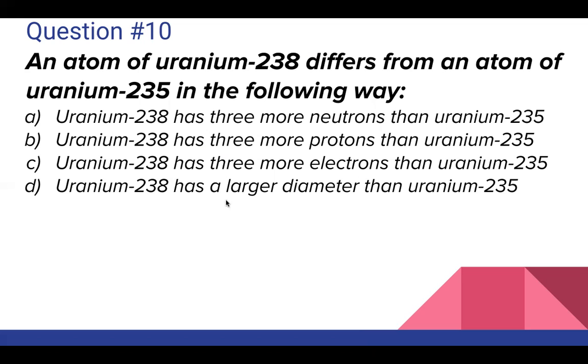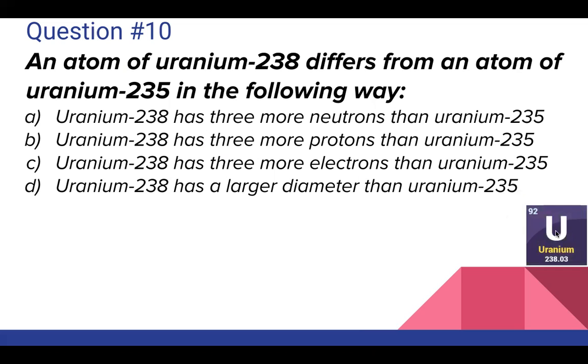Uranium-238 has a larger diameter than uranium-235. That does not sound right. The number of electrons could affect the diameter and how many orbitals they occupy, but it will not affect the atomic mass in a significant way.